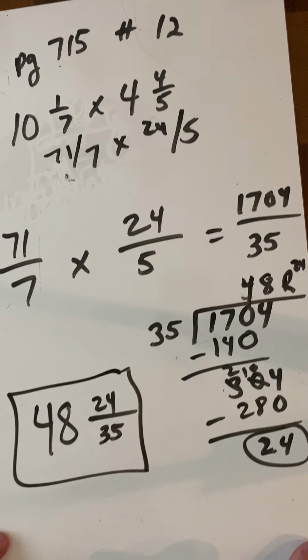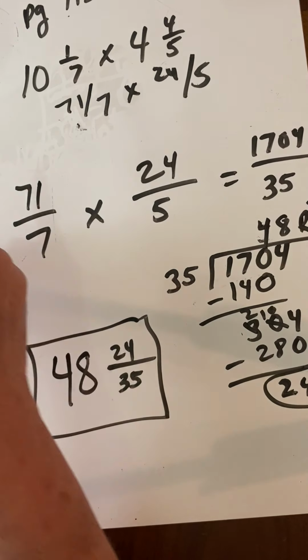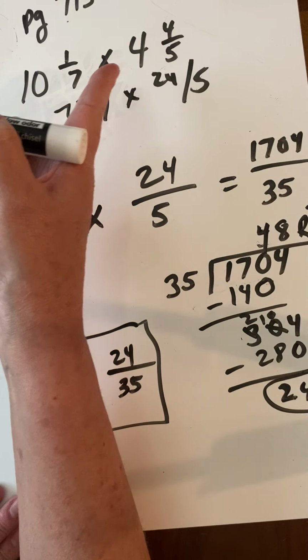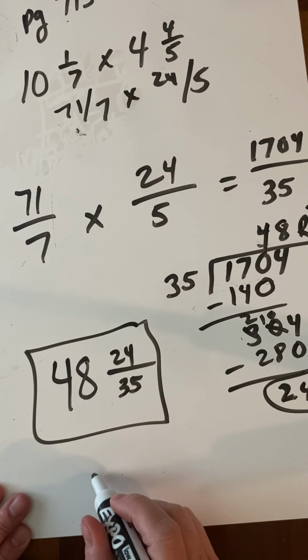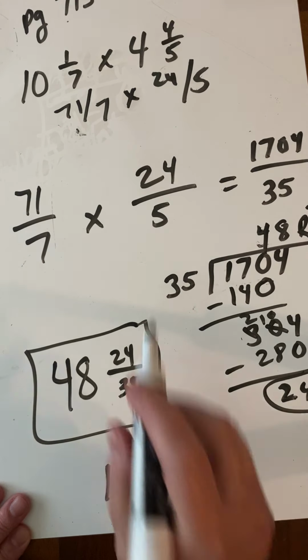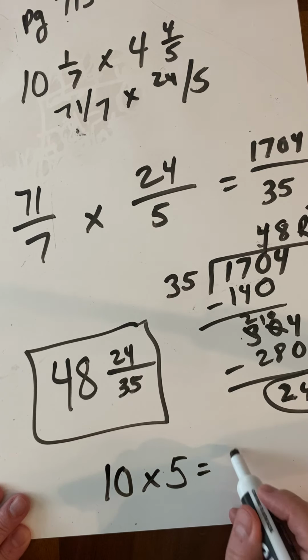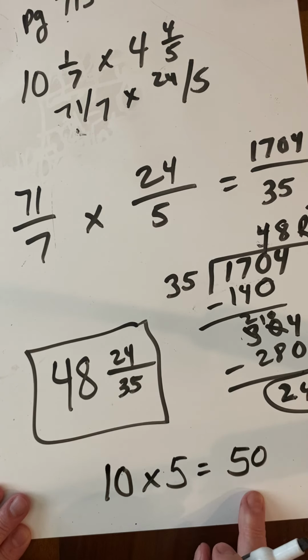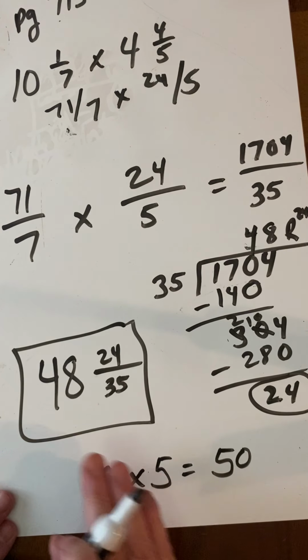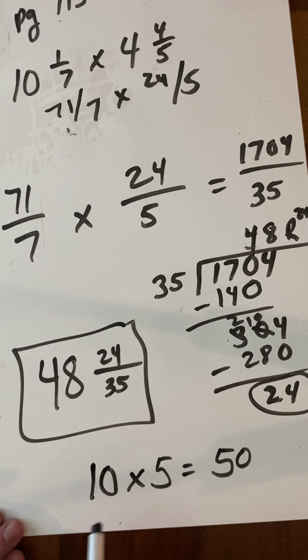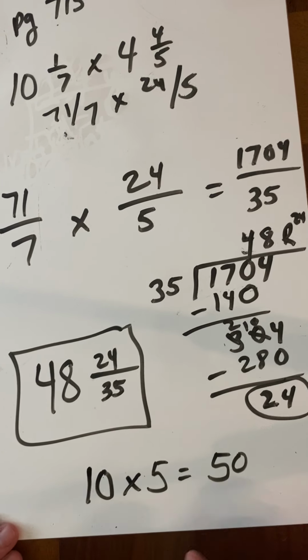And let's just see if this makes sense, okay? Because originally I started off with 10 1/7 and 4 4/5. So 10 1/7 would round to a 10. 4 4/5 would round to a 5. And so my answer should be close to 50. And it is. It's very close to 50. It's 48 and 24/35. And so that's how I would work number 12.